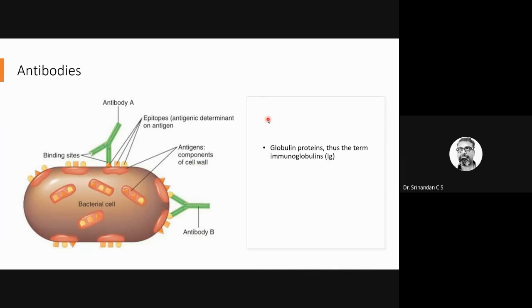So antibodies are also termed globulins. Why? Because they are globulin proteins. Because they are immunological globulins, they are called immunoglobulins, or Ig. Technically, they are called Ig, also antibodies. They are made in response to an antigen and can recognize and bind to antigenic epitopes. So these are the epitopes we call, the exact signatures which will be there.